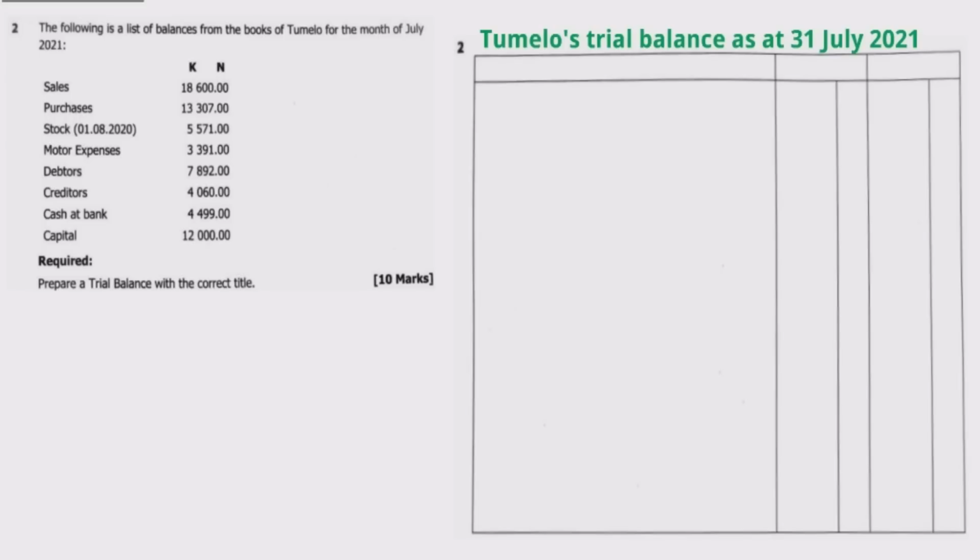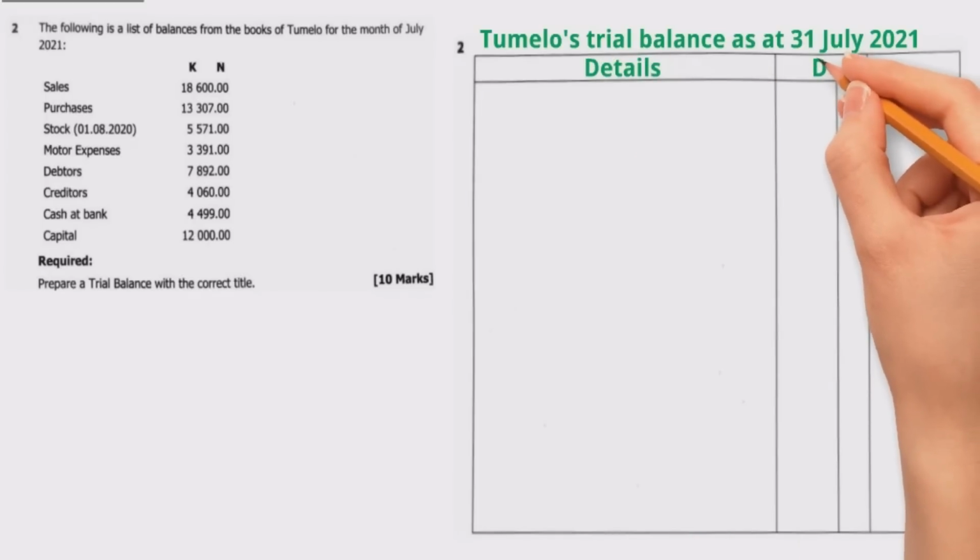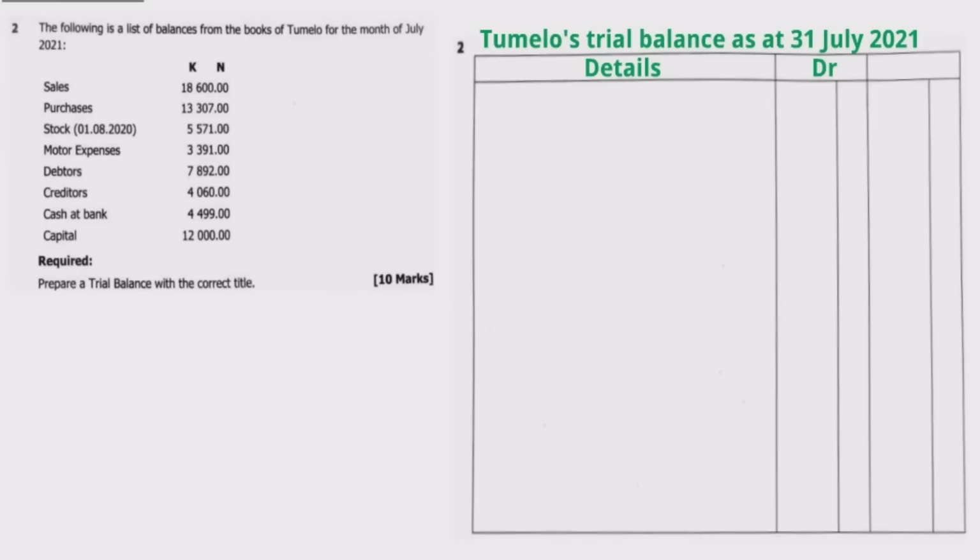It's very important to indicate the day and the year. You need to make sure that you indicate the day, just like I've said. So it's 31st July 2021. Don't just say Tumelo's trial balance and end there. You should indicate the day when the trial balance is being prepared. Now we come into the frame. Here we're going to write details, then debit, and then we write K for kwacha and N there, then credit, and then we write K and N there.